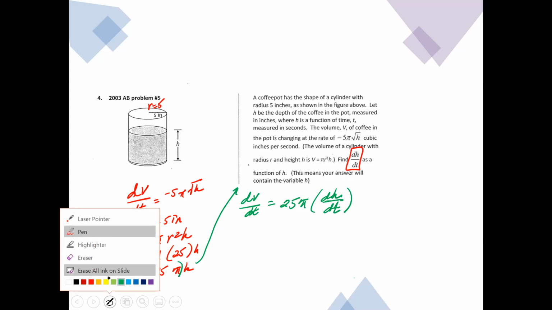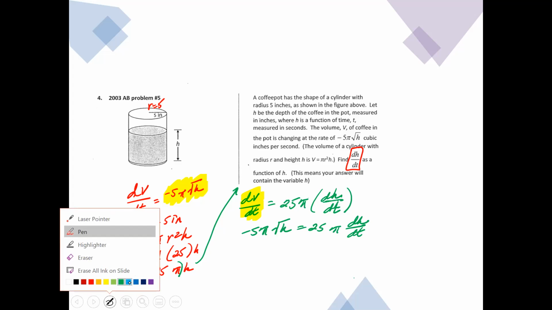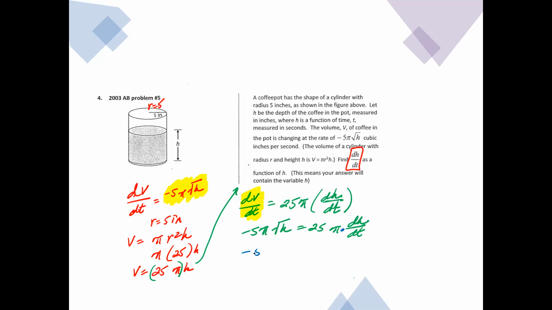So let's go ahead and substitute the dV over dt with a negative 5 pi square root of h. So I have negative 5 pi square root of h equals 25 pi dh over dt. Well, I want to just go ahead and find dh over dt. So how do I get rid of the 25 pi? Well, opposite of a times is a divide. So negative 5 pi square root h divided by 25 pi equals dh over dt.